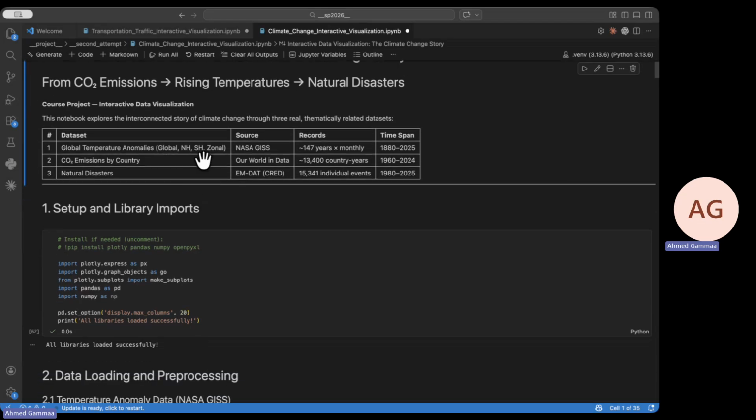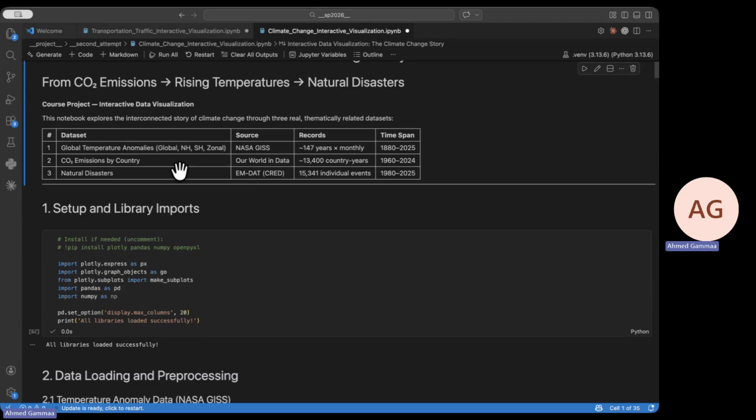The second is the CO2 emissions data from Our World in Data. It covers 215 countries from 1960 to 2024, with almost 13,400 country-year records and 79 variables, including emissions by fuel type, per capita emissions, GDP, population, and other stuff. The third is the EM-DAT natural disaster data set.